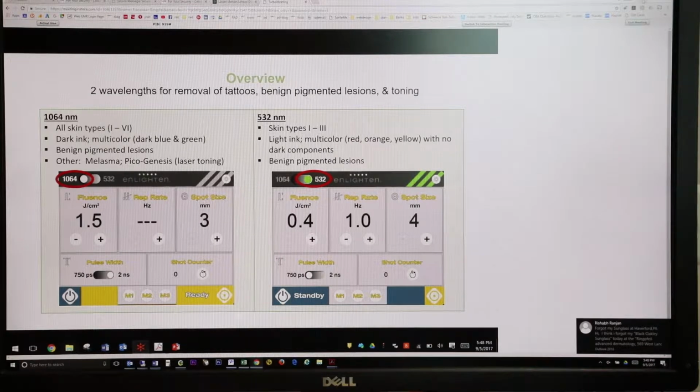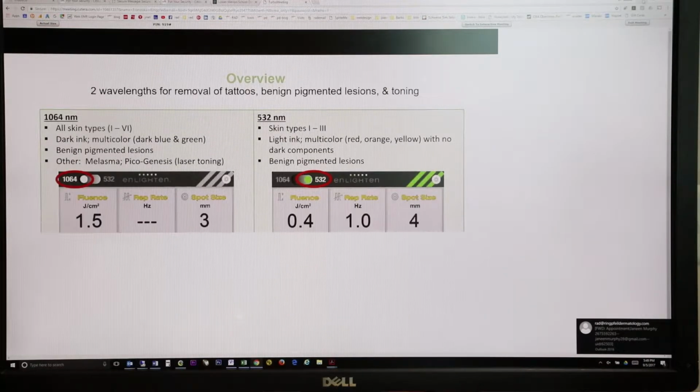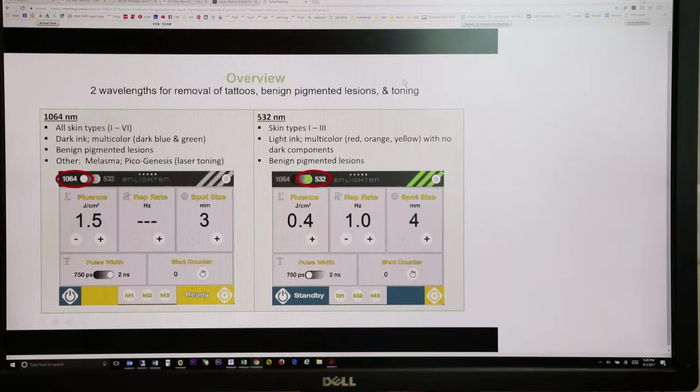Okay? And then, as I mentioned, just another review, 532 skin types 1 through 3 on lighter inks without any dark components left. And then, of course, the benign pigmented lesions like brown spots, because, again, with the affinity for melanin, it's really good.